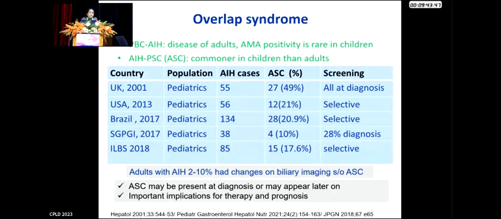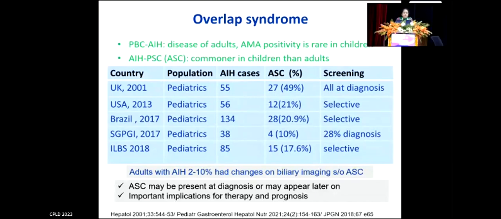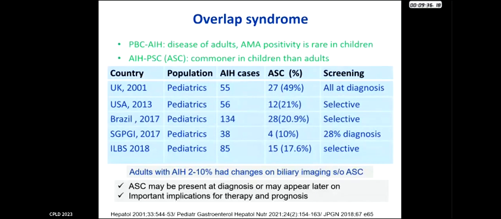Now going on to overlap. The overlap of PBC and AIH is a disease of adults. We don't see it in children. It's very, very rare. But the overlap of AIH and PSC, which we call AHC, is much more common in children. Amongst the different pediatric studies, anywhere from 10 to 50% of the patients with autoimmune hepatitis have this overlap syndrome as compared to adults. And this may be present either at diagnosis or it may appear even later on, and because it has implications for therapy, we need to have a high index of suspicion in children.